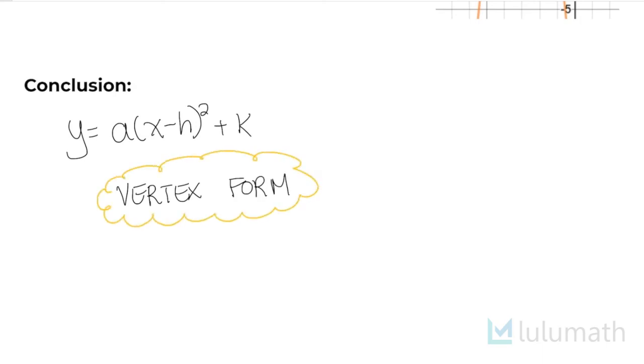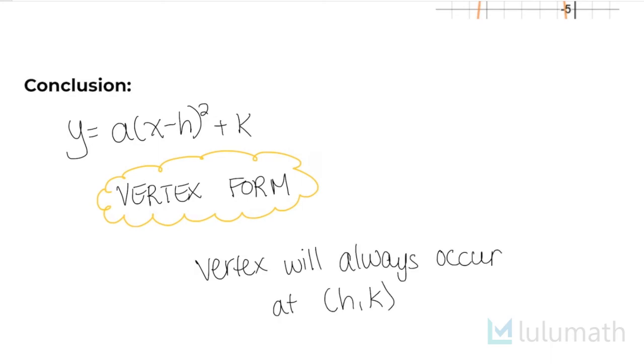So in conclusion, y equals a multiplied by x minus h quantity squared plus k is called vertex form because it tells us the vertex. And the reason why is because the h and the k tell us where my graph is moving left and right, up and down, where my vertex is moving to. And I know that my vertex will always occur at h, k, no matter what.